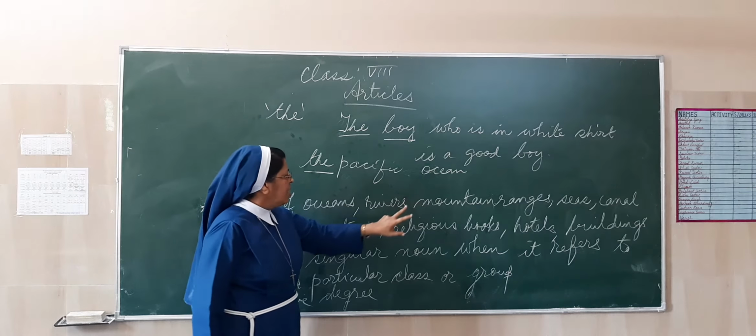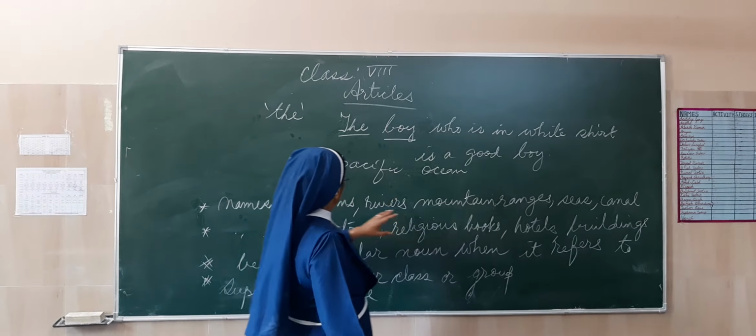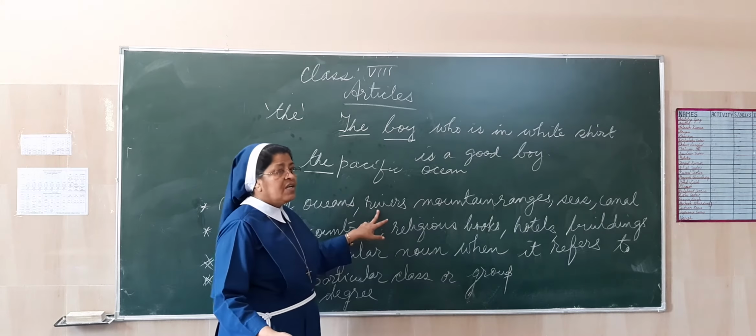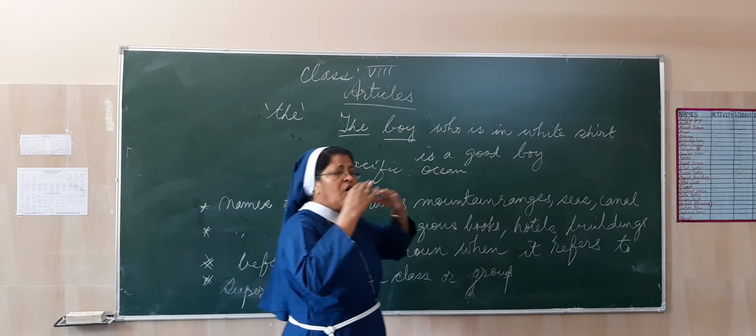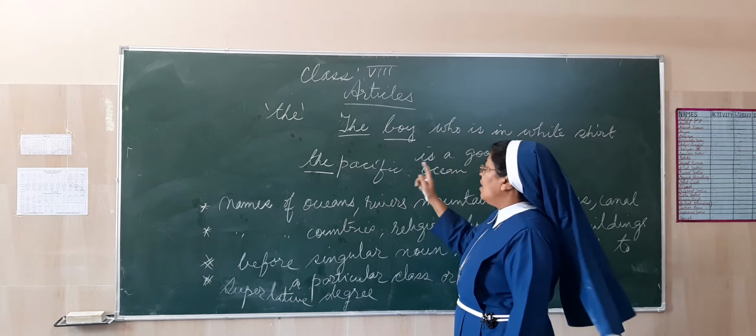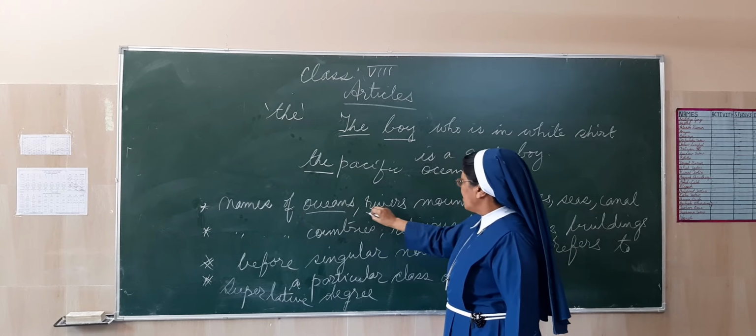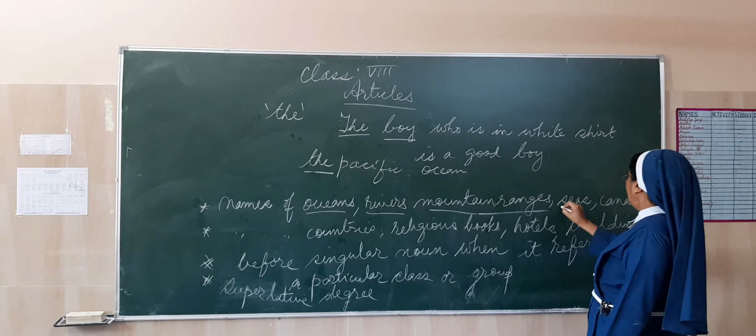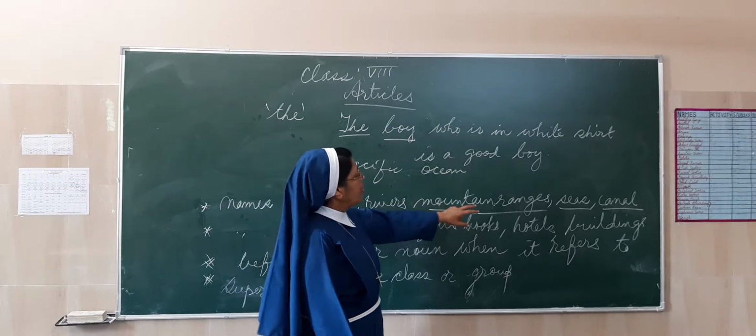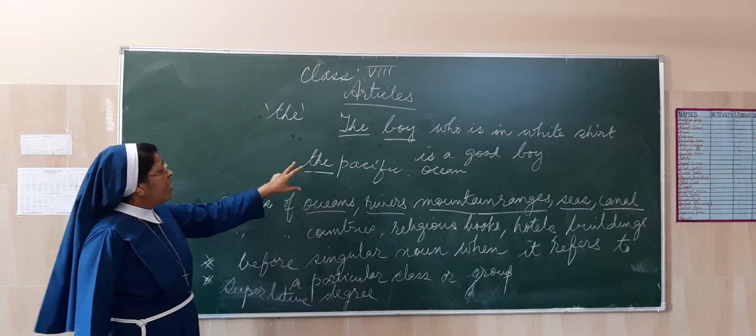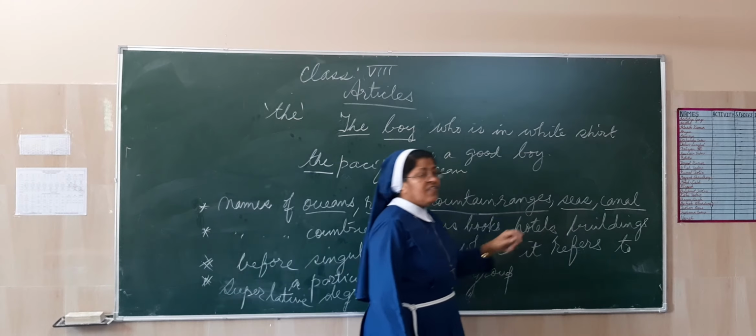Particularly, I am mentioning which ocean? The Pacific Ocean. Here they have told you mountain ranges, the Himalayan ranges, or rivers, the Ganges. You say Ganga, but the Ganges, the Yamuna, all these. In front of all these we have to use the article the: in front of oceans, rivers, mountain ranges, seas and canals. The Suez Canal. This is how we have to remember.